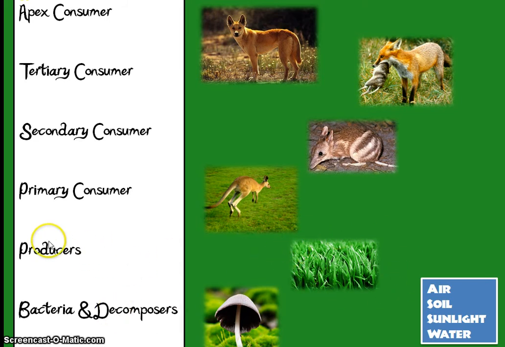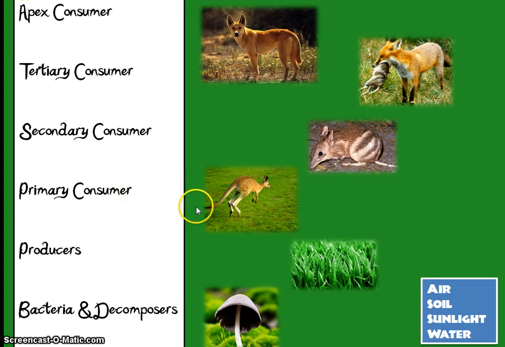Producers, they are called producers because they produce their own energy. So they don't get energy by eating other things. They get energy by using sun. And they have special things in their cells called chloroplasts, plants do, and that allows them to create their own energy using the process of photosynthesis. So producers produce their own energy. So they're at level 1 on this trophic level.